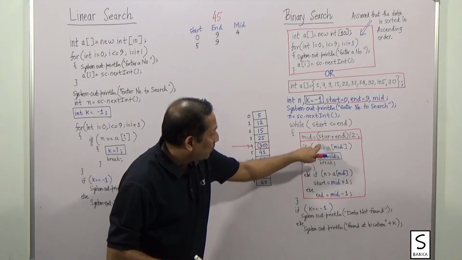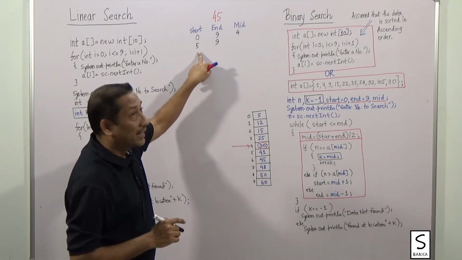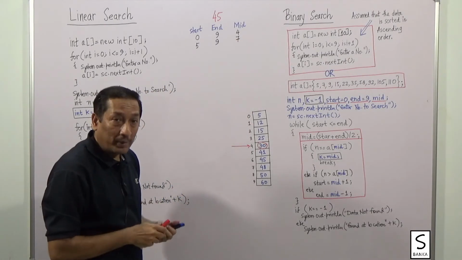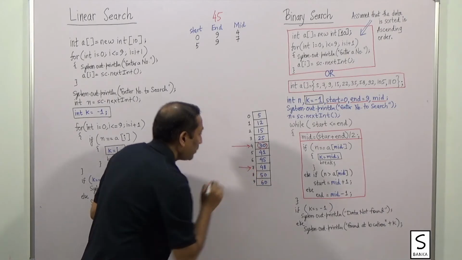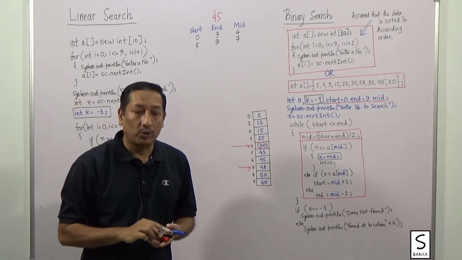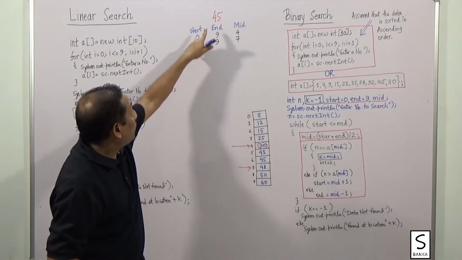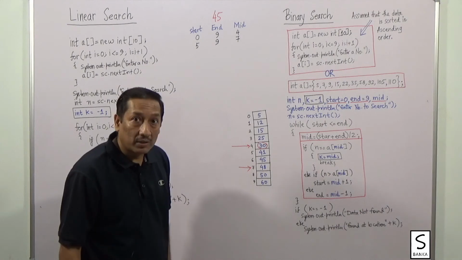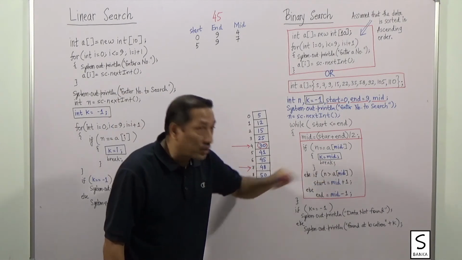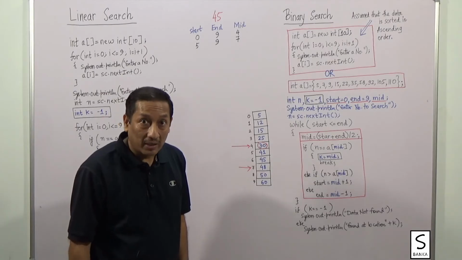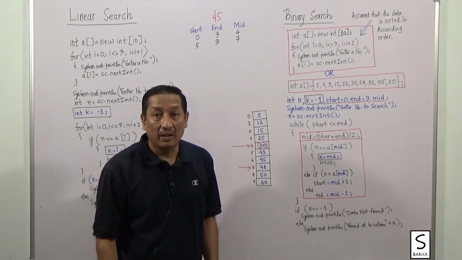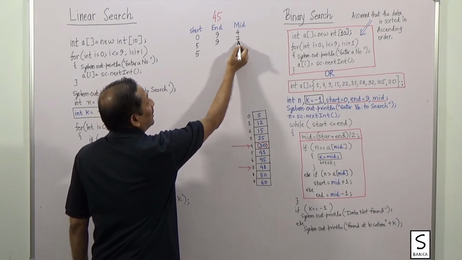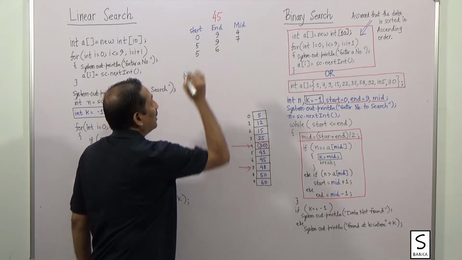Next round, we find the mid again, but now the value of start has changed. So the new mid will be 7. That is 5 plus 9, 14. 14 divided by 2 is 7. Now is 45 equal to A7? No, A7 contains 48. Is 45 greater than 48? No, it is less than. So what we need to change is the value of end, to mid minus 1. So start remains 5, mid is 7, 7 minus 1 is 6, so the value of end becomes 6.